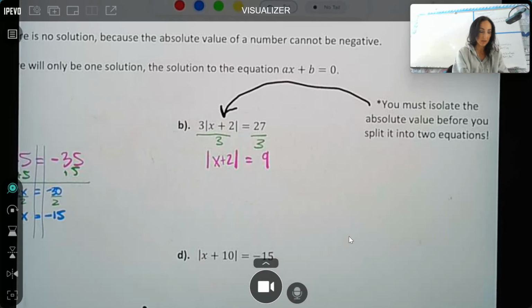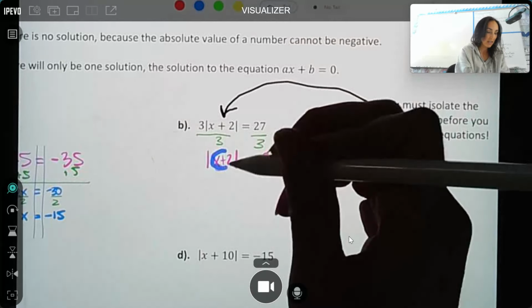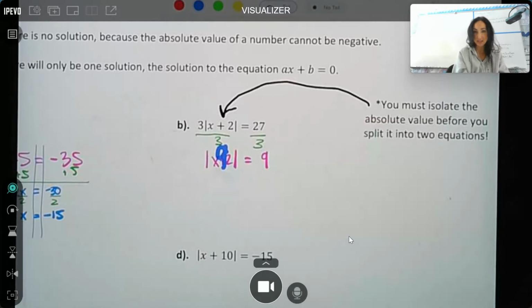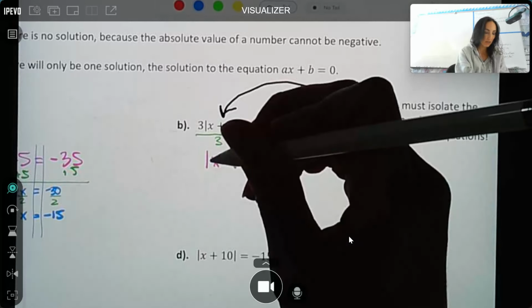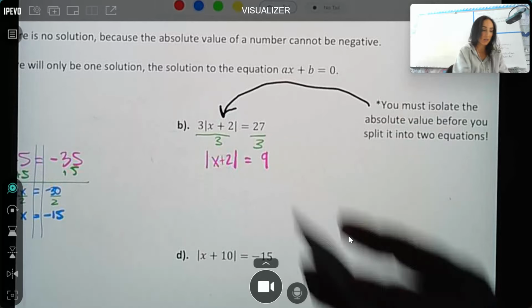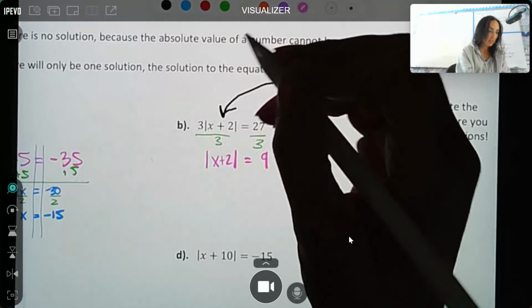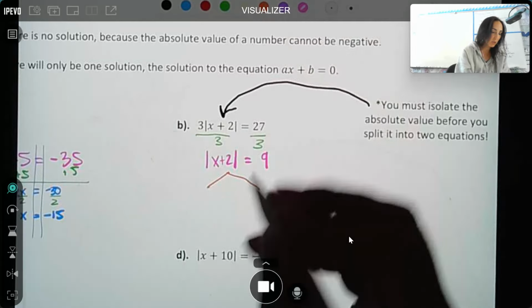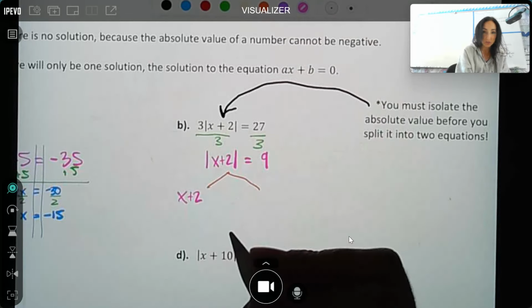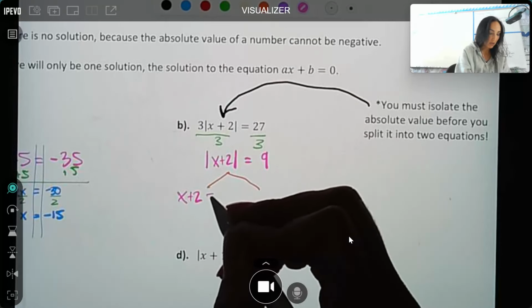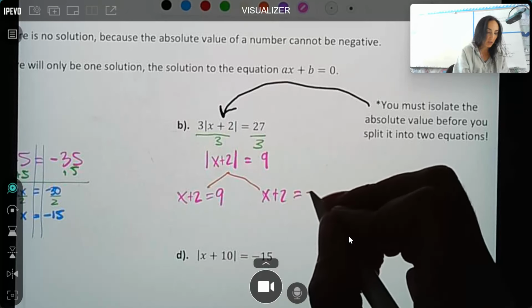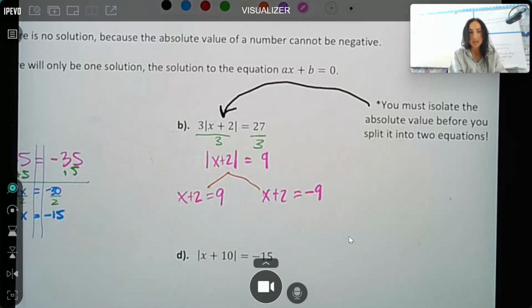the two scenarios because what was inside here for the absolute value to equal 9, this whole thing had to equal 9, or this whole thing had to equal negative 9. So I'm going to split into my two equations, and my two new equations is the x plus 2, so that inside part could have equaled positive 9, or the x plus 2 could have equaled negative 9. And now I can solve those simultaneously.